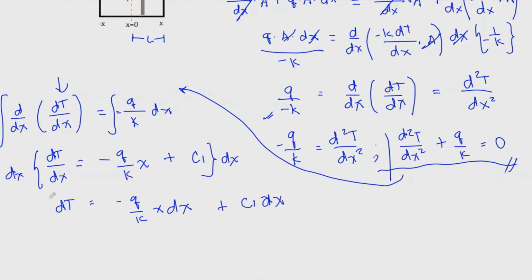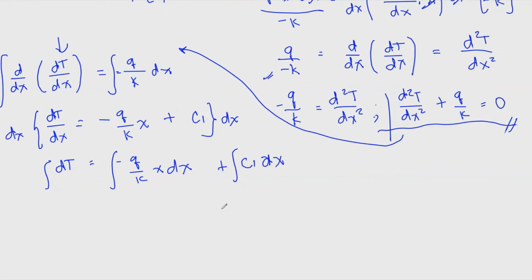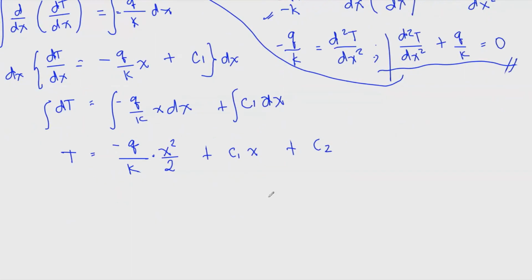dx. So we'll be integrating this since they're already separable equations. So now we're left with t equals negative q over k, and then this one is actually times x squared over 2 plus c1x, and then another constant which is c2. So this is the final form of our answer for the differential equation. We have two constants here. Now we need to find the value of these constants.